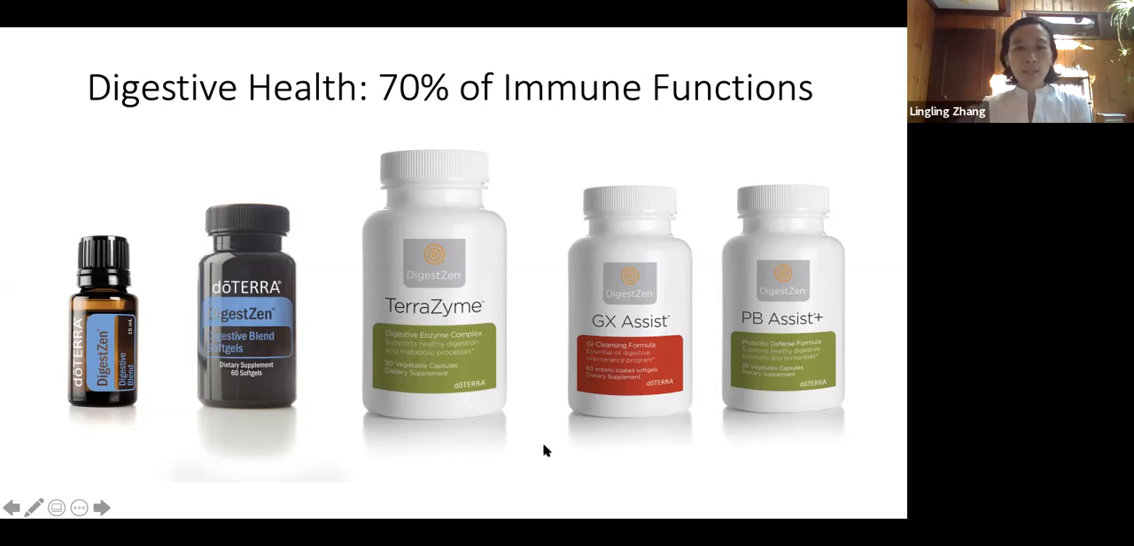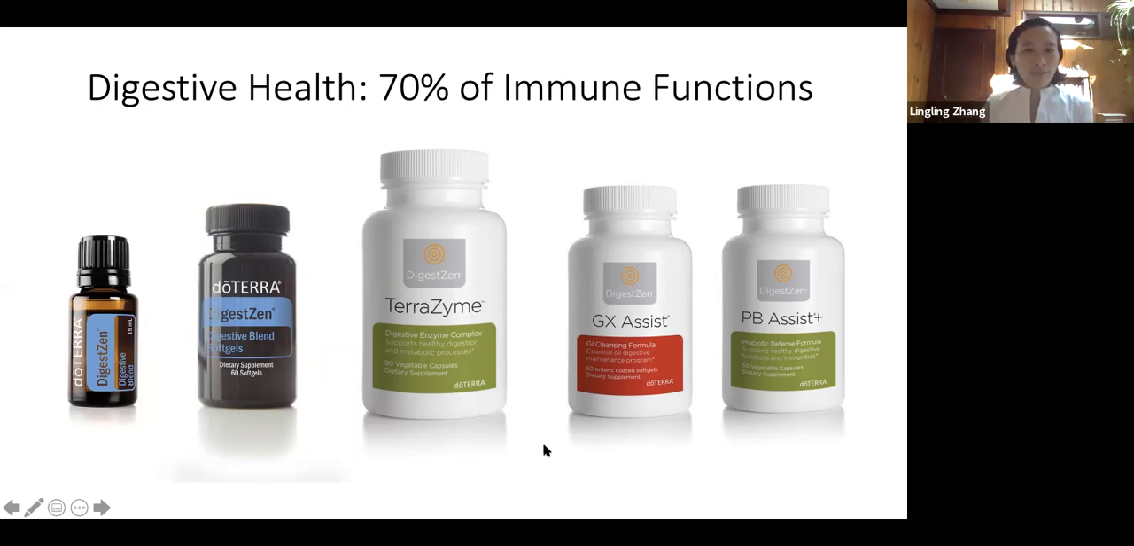So doTERRA has many products that help with the digestive health. TerraZyme, which is the digestive enzyme, GXPB, those are for your gut health. So one is to cleanse, to kill the bad bacteria and get rid of the bad things. And then PB is probiotics, which is good bacteria for your gut. And you can supplement good ones. So get rid of the bad one and supplement the good one.